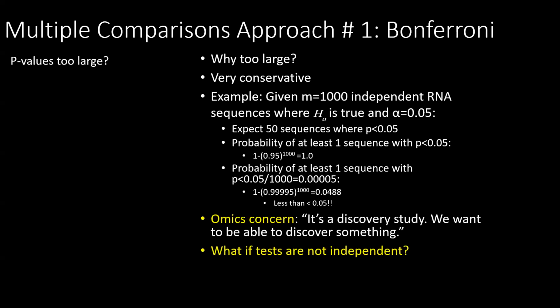And for my colleagues who do omics research, their concern is, well, I'm doing a discovery study. I don't want to be so stringent with my adjustment that I can't discover anything. And what's notable here is that it tends to be on the conservative side, even in the best case scenario where all your tests are independent. What if your tests are not independent?